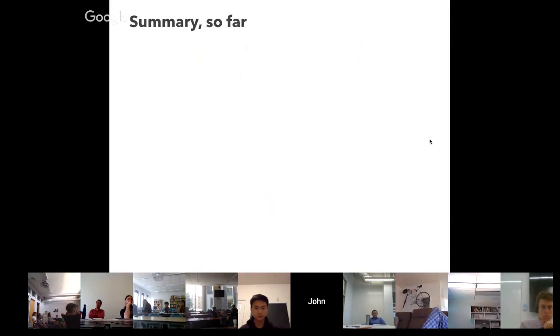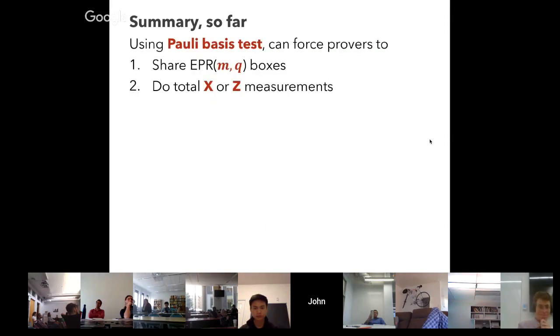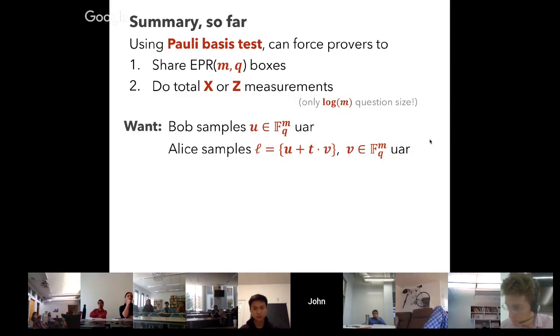Okay, so that was a very long-winded description of these EPR boxes. And the summary that we have so far is the following. Like I said before, we have this Pauli basis test. This was a protocol which can actually force the provers to share these EPR boxes. And if we ask them to do total X measurements or total Z measurements, they have to do them. And not only that, even if we do this with M, which is exponential, the question size is only logarithmic in M, so it would be polynomial. Now, what do we want? Well, we want to use this to somehow force Bob to sample a point U and force Alice to sample a line L that goes through U in direction V.